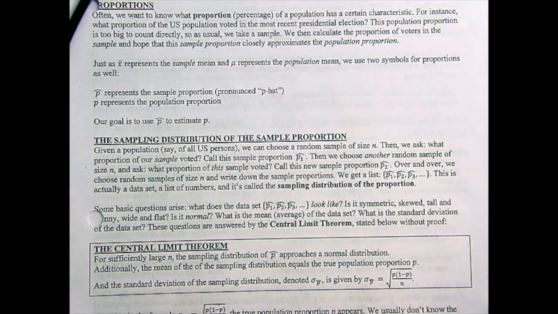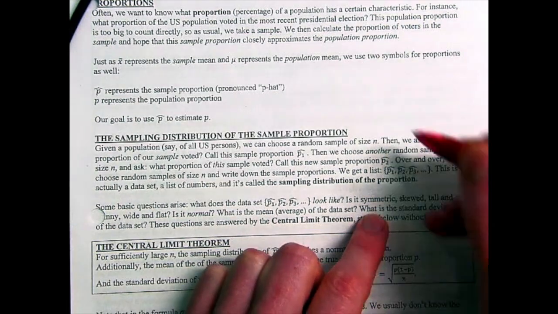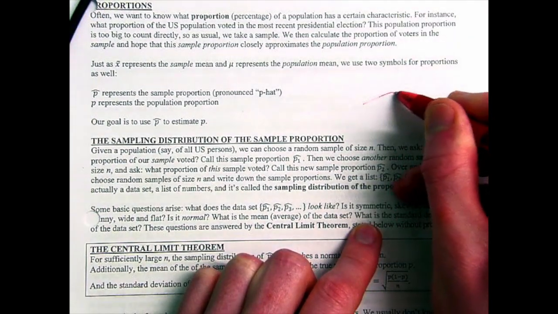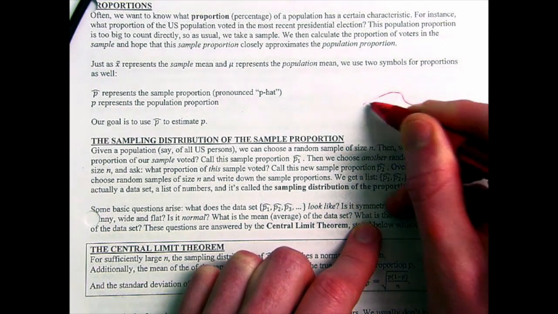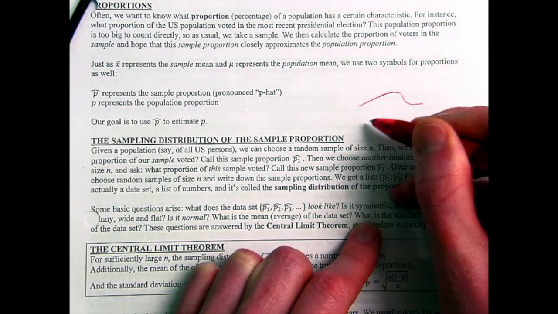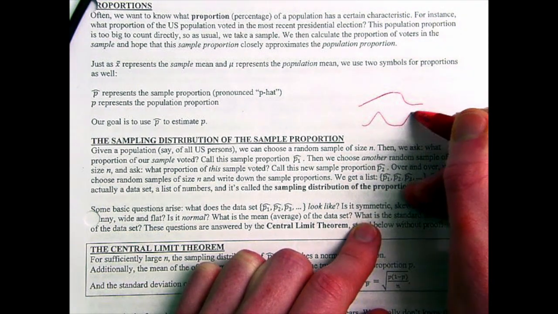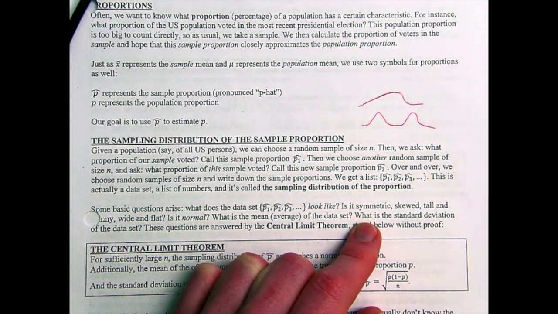Is it normal? Is it symmetric? Is it skewed? Maybe it looks like this, right? That's not symmetric. That's kind of skewed in one direction. Or maybe there are two peaks like that. What does this data set look like?